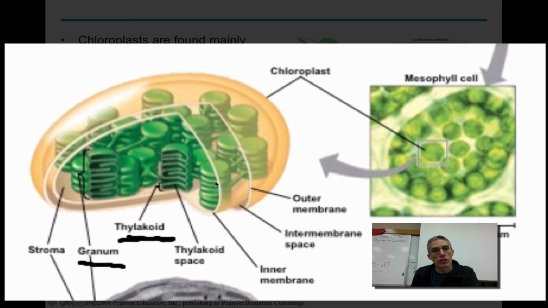So in addition to the thylakoids, we also need to make sure that we understand that there's this very fluid space on the outside of the thylakoids, and that's going to be called the stroma. So that's the dense fluid that you see right out here.